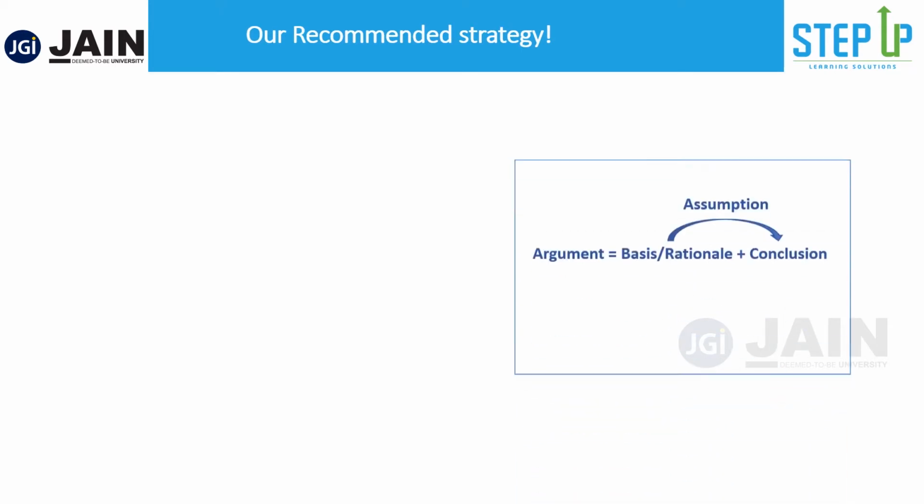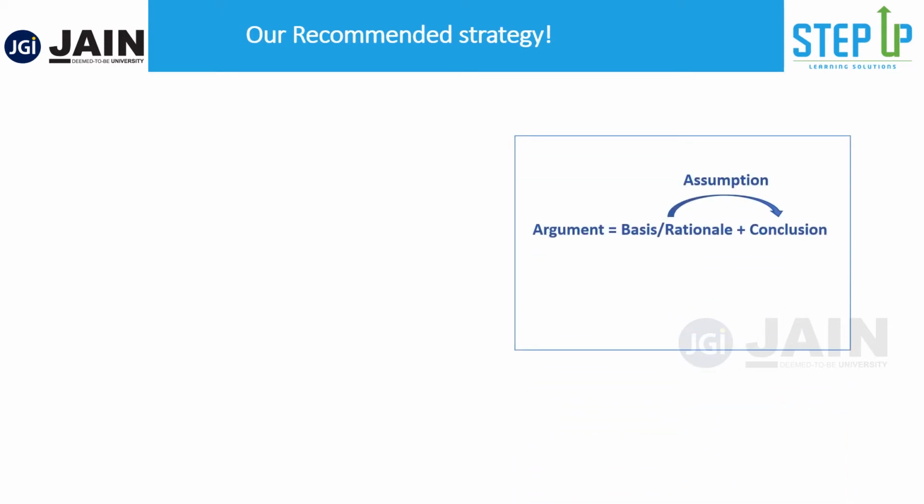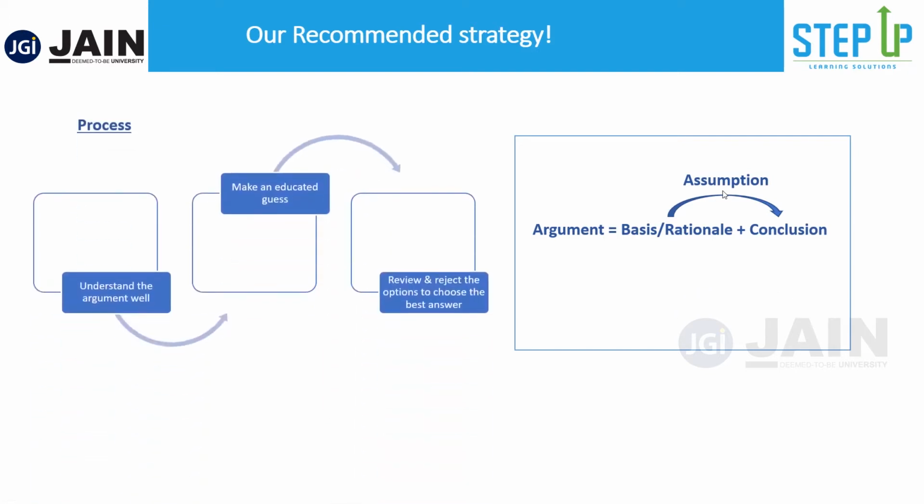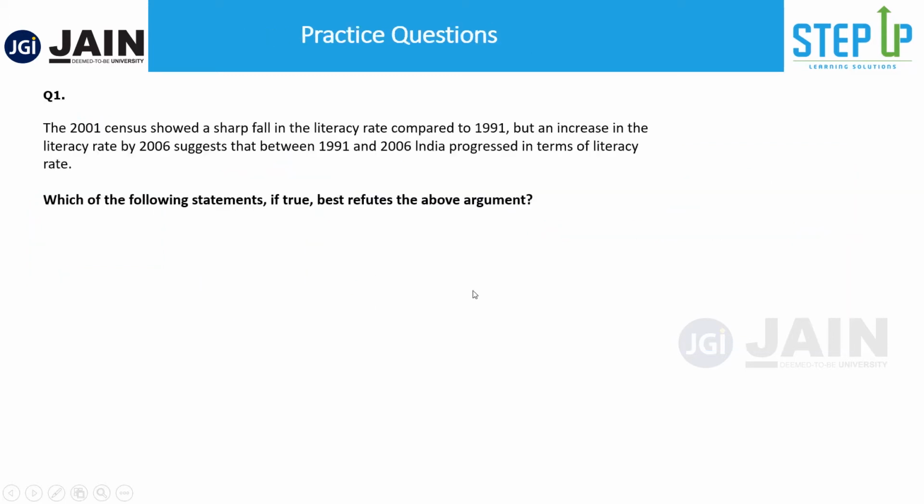Okay, so this is the strategy that I suggested in my last video, that it's important to understand what an argument is made up of. So three components: the basis, the rationale is one component, the conclusion, the point that you're trying to make, and the assumption. And the process by which we solve these questions is, we first try and understand the question stem, what we are supposed to do. Then we go to the argument, we understand the argument well. Then after understanding the argument well, we make an educated guess and then try to match it with the options and choose the best answer. So let's practice a few questions.